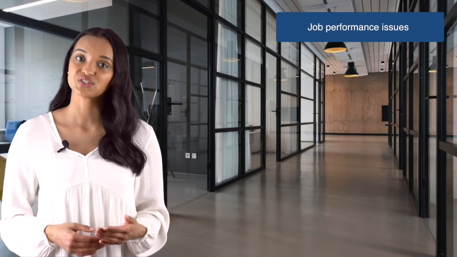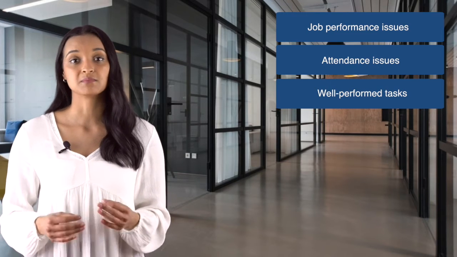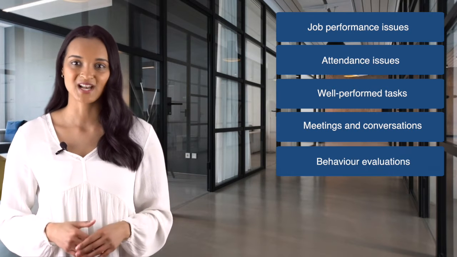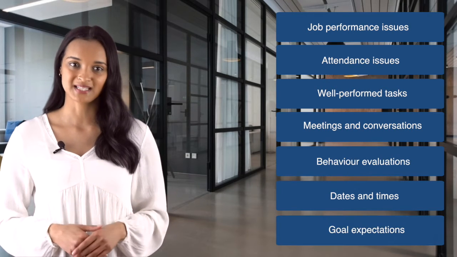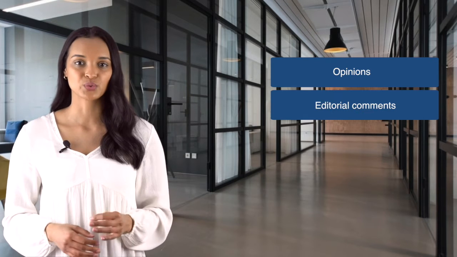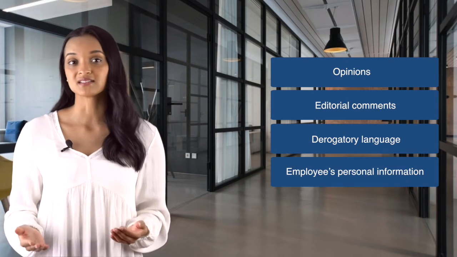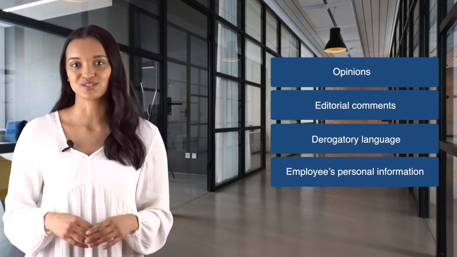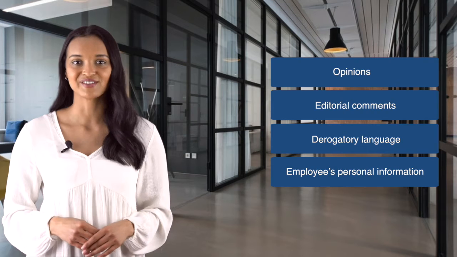In case a performance area fails to meet expectations, a discussion must be had between the supervisor and the employee involved. This discussion should be recorded, documented, and placed into the employee's performance log or file. When updating a performance log, you should record anything noteworthy. You may wish to record areas such as job performance issues, attendance issues, well-performed tasks, meetings and conversations, behavior evaluations, dates and times, and goal expectations. Do not record opinions and editorial comments, derogatory language, personal information, or anything you wouldn't want anyone else to read. For an example of an employee log, refer to your learner guide.